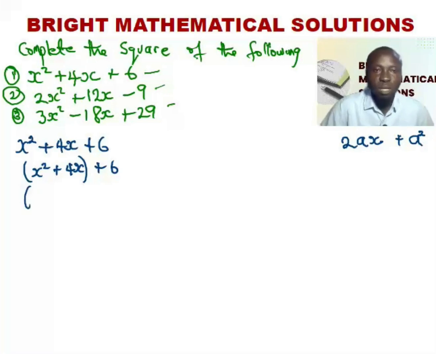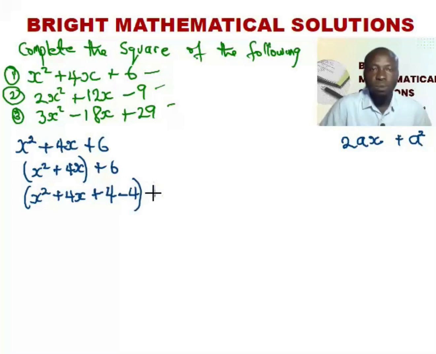So that will now become x raised to the power of 2 plus 4x. What will be the half of 4? That will be 2. So we are going to add 2 raised to the power 2, that's 4, minus 4, plus 6. It's just like we added 0. 4 minus 4, that's 0. So we've not done anything special, or eliminated or added anything strange. It's just like we added 0 to the existing expression.